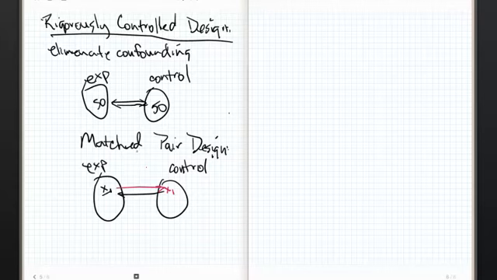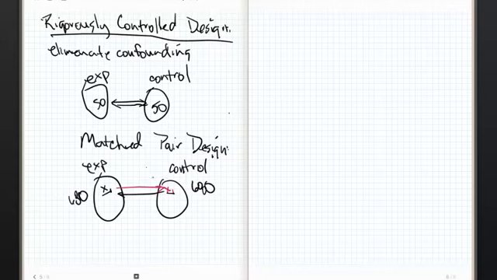In other words, if x1 over here is male, then x1 over here is going to be male. If x1 over here is African American, then x1 over here is going to be African American. If x1 over here got a 680 on their SAT, optimally, x1 over here is going to have a 680 on their SAT. Can you see how much work something like this is going to take?